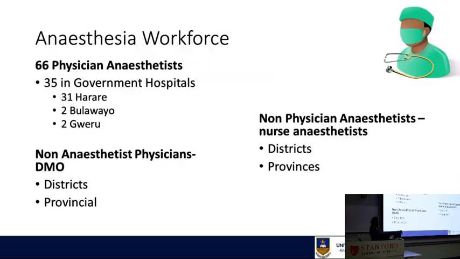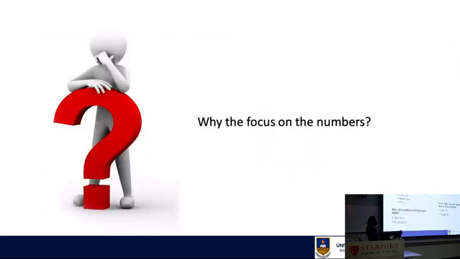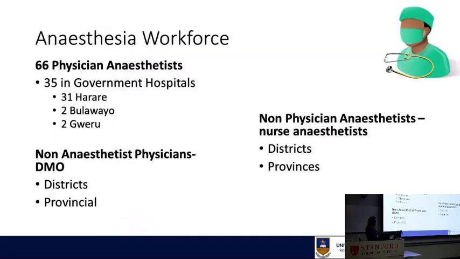So let's look at the anesthesia workforce in Zimbabwe. I did mention earlier on we have 66 physician anesthetists. 35 of them work in the public sector, which means the other 31 are completely private. And of those 31, all are centered in the capital city, which means outside the capital city, we only have 4 physician anesthetists. The rest of the anesthesia is provided by what we call our non-physician anesthetists or nurse anesthetists. And then in the districts and the provincial hospitals, you have the nurse anesthetists as well as the district medical officers that I mentioned earlier.